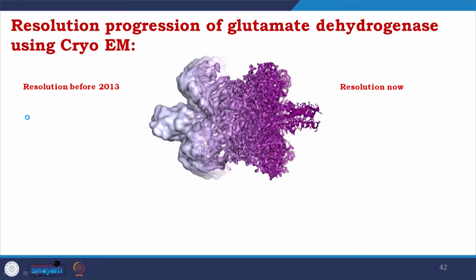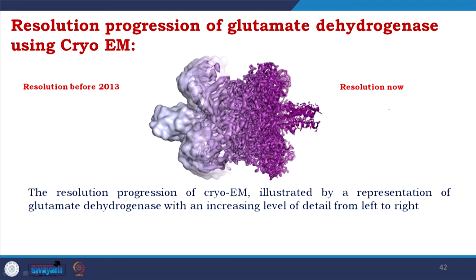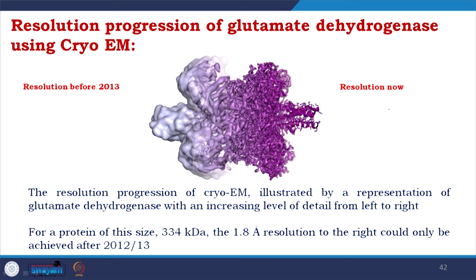You could see here the structure of glutamate dehydrogenase is showing you the tour, because this is one of the stable proteins which has been taken many times to make micrographs and analyzed. So, these blobby structures are the resolution before 2013, which has improved now, and you could easily see the atomic level structure. So, the resolution progression of cryo-EM is illustrated by a representation of glutamate dehydrogenase with an increasing level of detail from left to right. For a protein of this size, which is 334 kilodalton, the 1.8 resolution on the right could only be achieved after 2013.